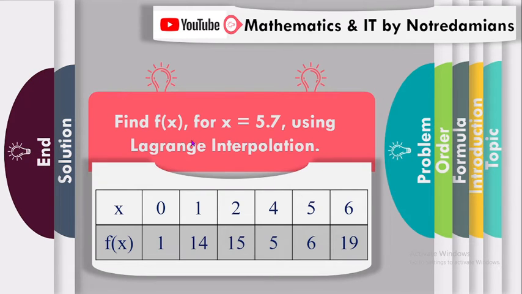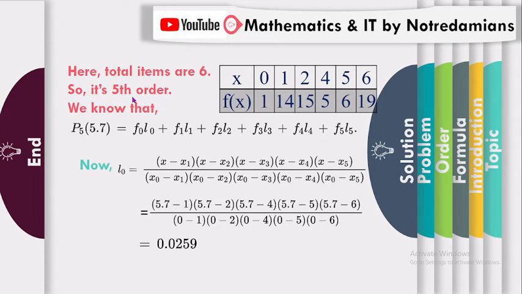Next, here is a problem and solution. Find f of x for x equal to 5.7 using Lagrange interpolation. Okay, here our value of x is 5.7. We have to find f of x by using Lagrange interpolation. Here our total values are 1, 2, 3, 4, 5, 6. So our order will be fifth order, as total elements are 6.